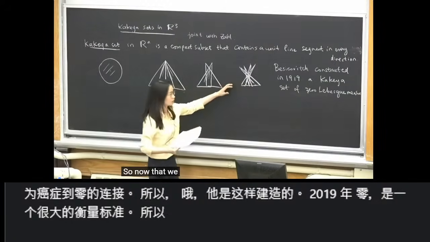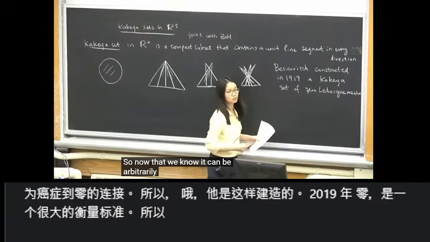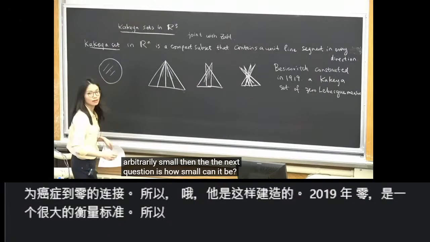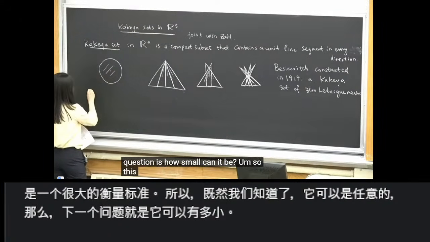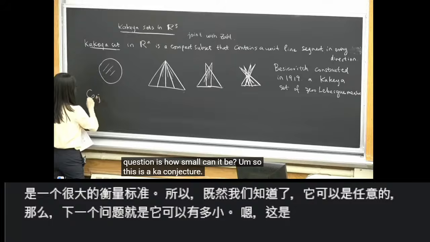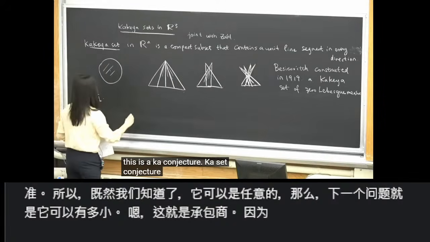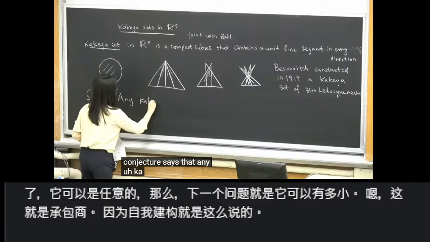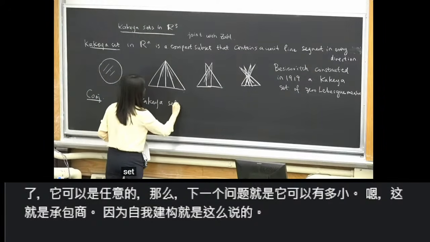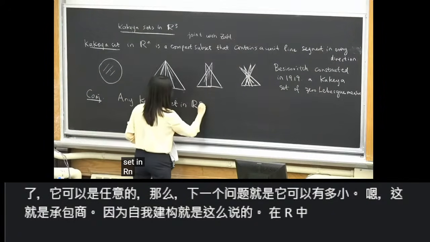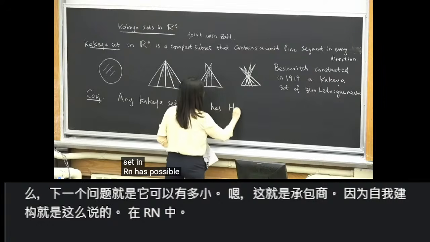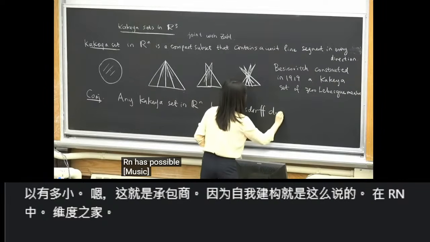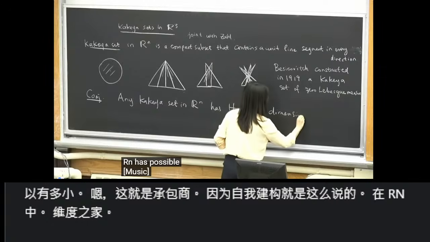So now that we know it can be arbitrarily small, the next question is how small can it be? So this is the Kakeya conjecture. The Kakeya set conjecture says that any Kakeya set in Rn has Hausdorff dimension n.